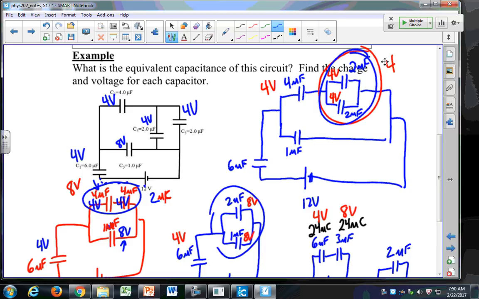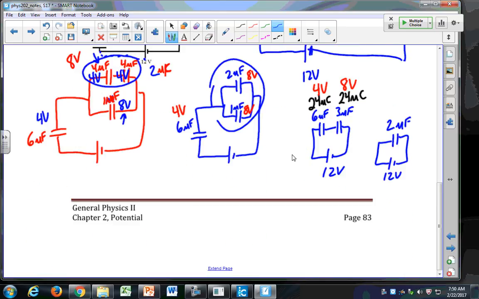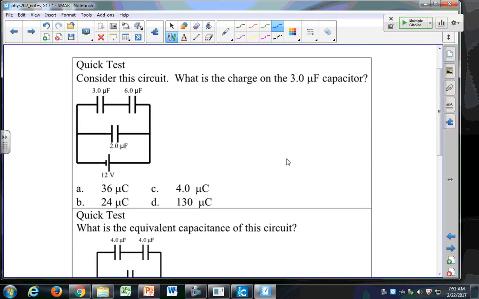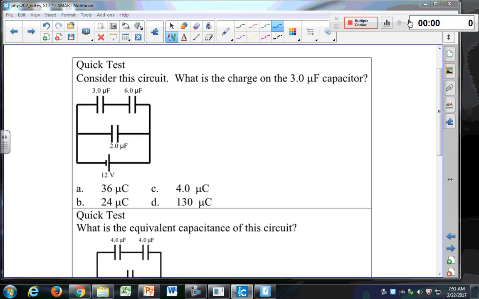Well, let's do another one. I think I have another one in your workbook. Actually, let's do these. There are a couple clicker questions, and then we'll come back to a more complicated circuit. Consider this circuit. What is the charge on a 3 microfarad capacitor? What is the charge on this capacitor?